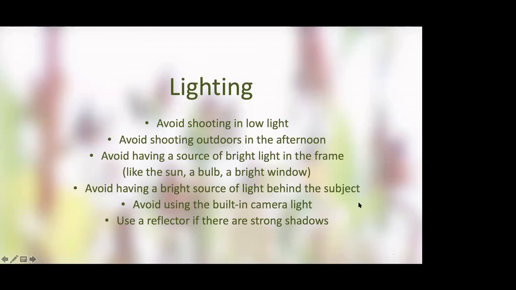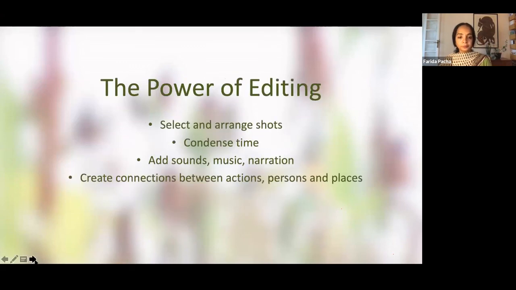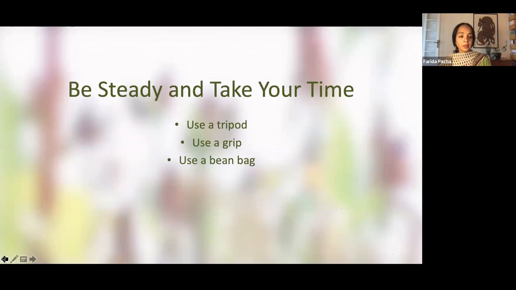And then avoid having a bright light in the frame, because your camera will try to compensate for that bright light, whether it's the sun or a bulb or a bright window, and it will tend to make everything quite dark. Also, don't use the flash too much, because it's also very ugly. And try not to have the subject standing in front of a very bright source of light. If the light is coming from behind, it will be a silhouette, and it's not an effect that you want.